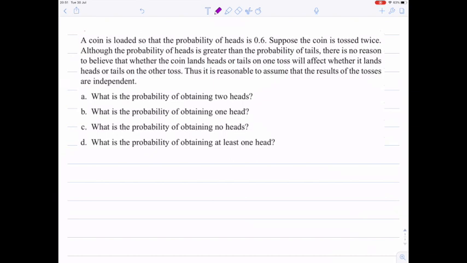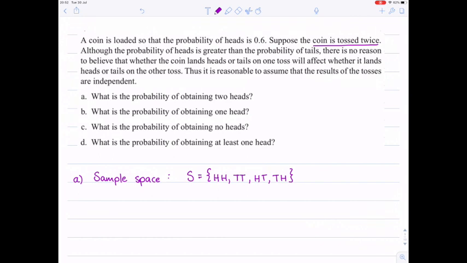So we can ask questions like, what is the probability of obtaining two heads? So as with all probability questions, the first thing to do is think about our sample space. Now remember, our sample space is the set of all possible outcomes to our experiment. And our experiment is tossing the coin twice. So our sample space must contain all the possible combinations of heads and tails that you could get if you toss the coin twice. So we've got heads, heads, tails, tails, heads, tails, tails, heads.